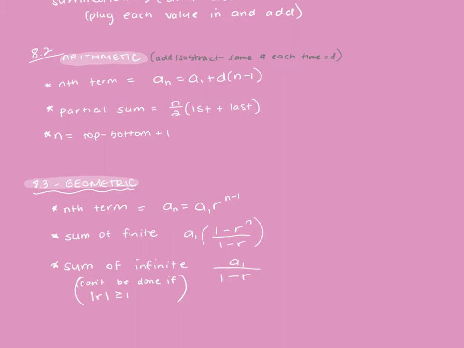And then geometric is when you are multiplying by the same number, which is now R each time. And that's called your common ratio. The second one says add and subtract the same number each time, and then that equals D. D is what we call whatever it is you're adding and subtracting.